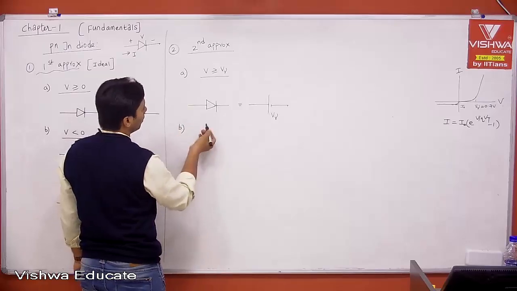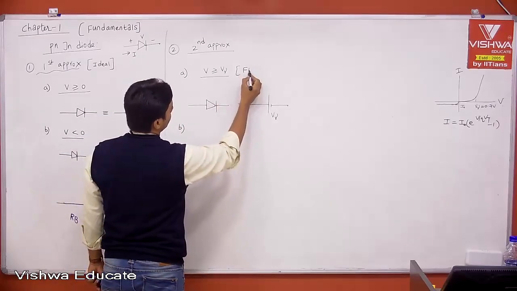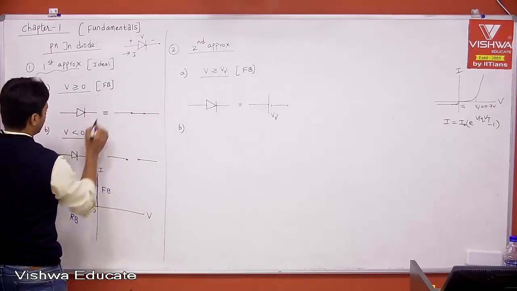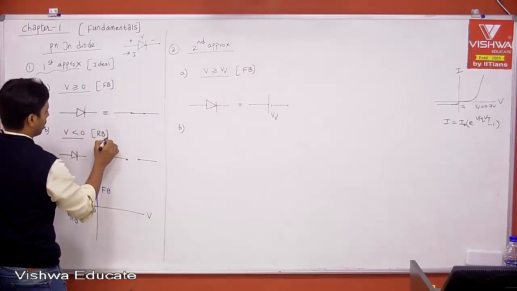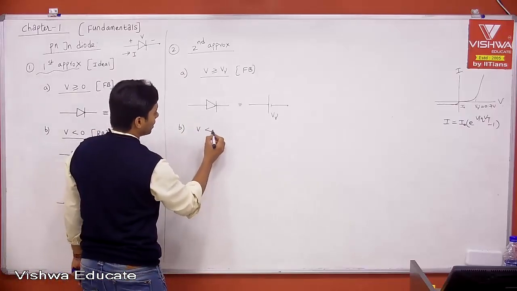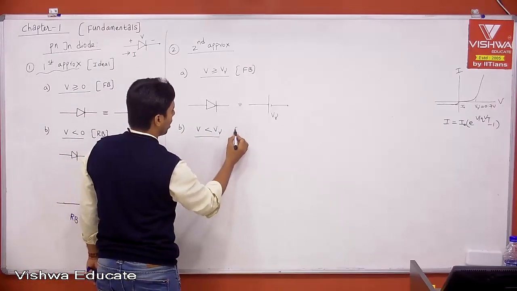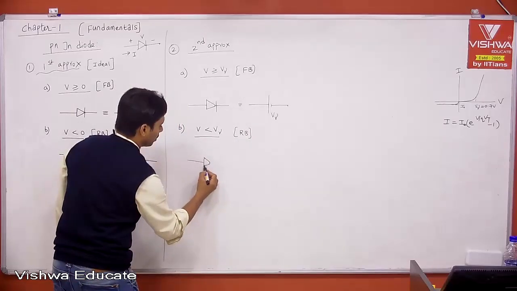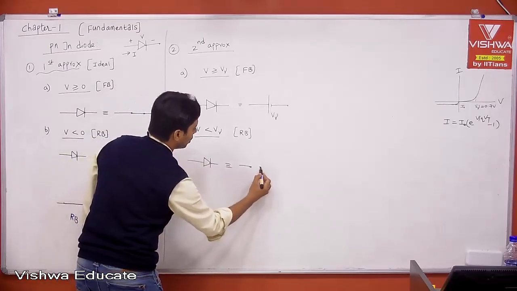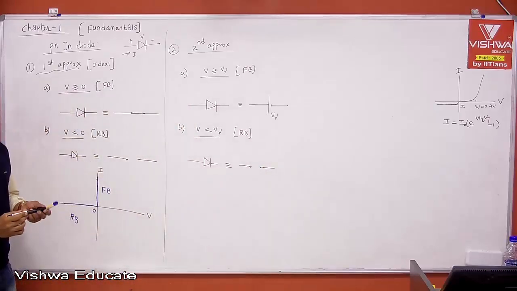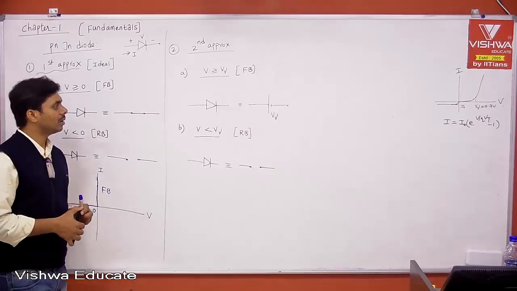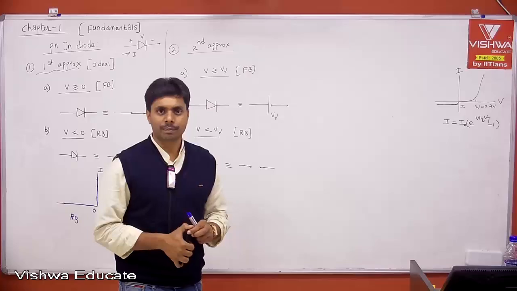Now case B, this is nothing but your forward bias. This is what people call forward bias. Here, this is forward bias, and this is reverse bias. Similarly, when V is less than V gamma, you can take it as reverse bias. Then your PN junction diode you can take as absolutely open circuit. Therefore, what is the difference between the first approximation and the second approximation? Here we just took greater than or equal to 0, but here the V gamma is incorporated.